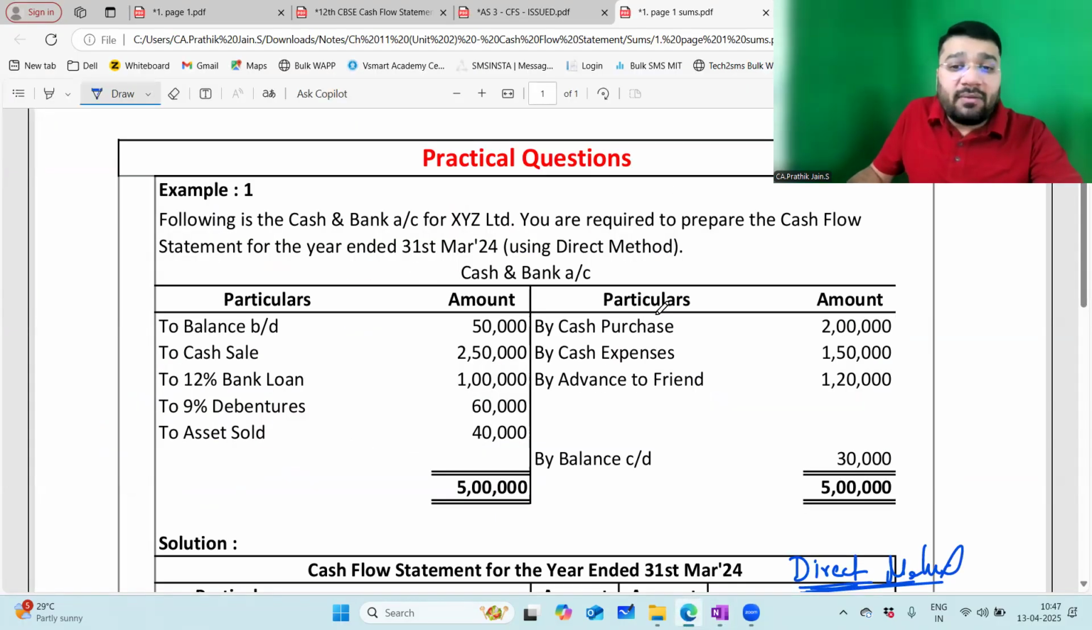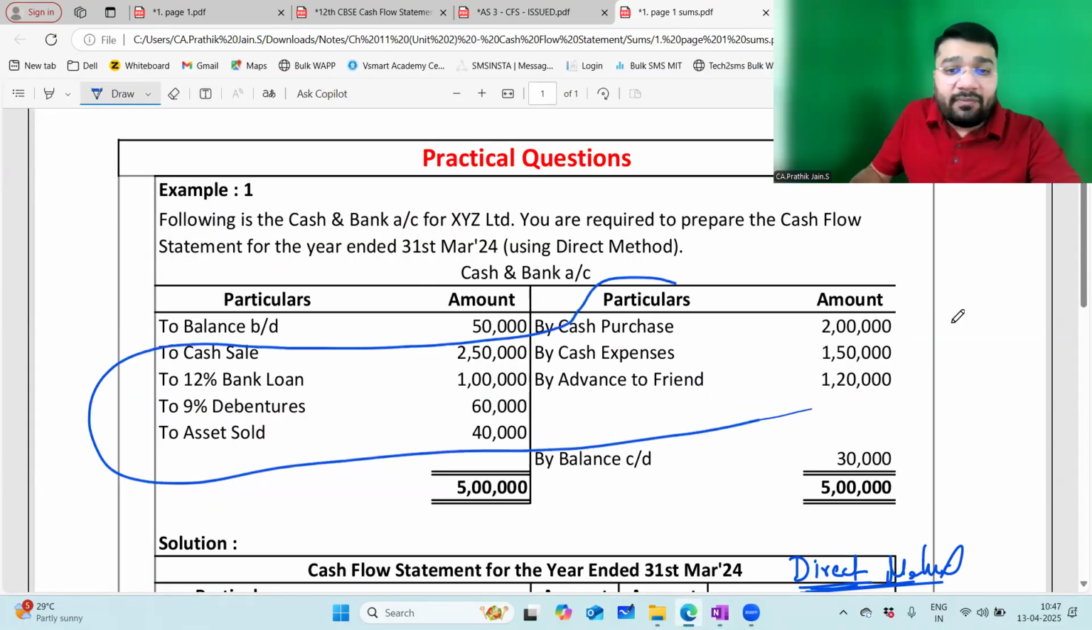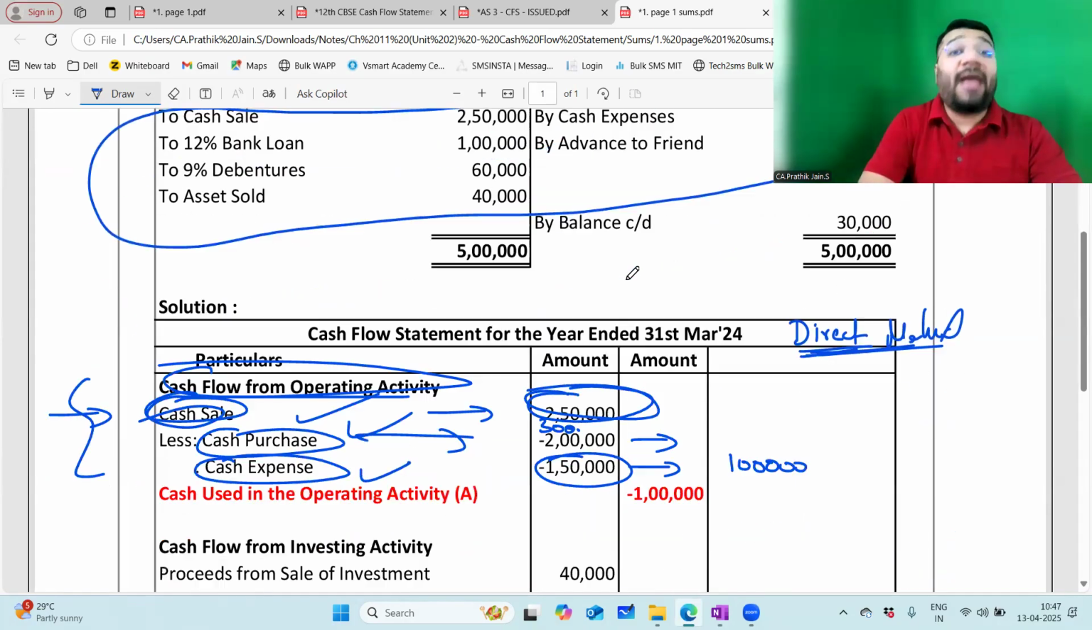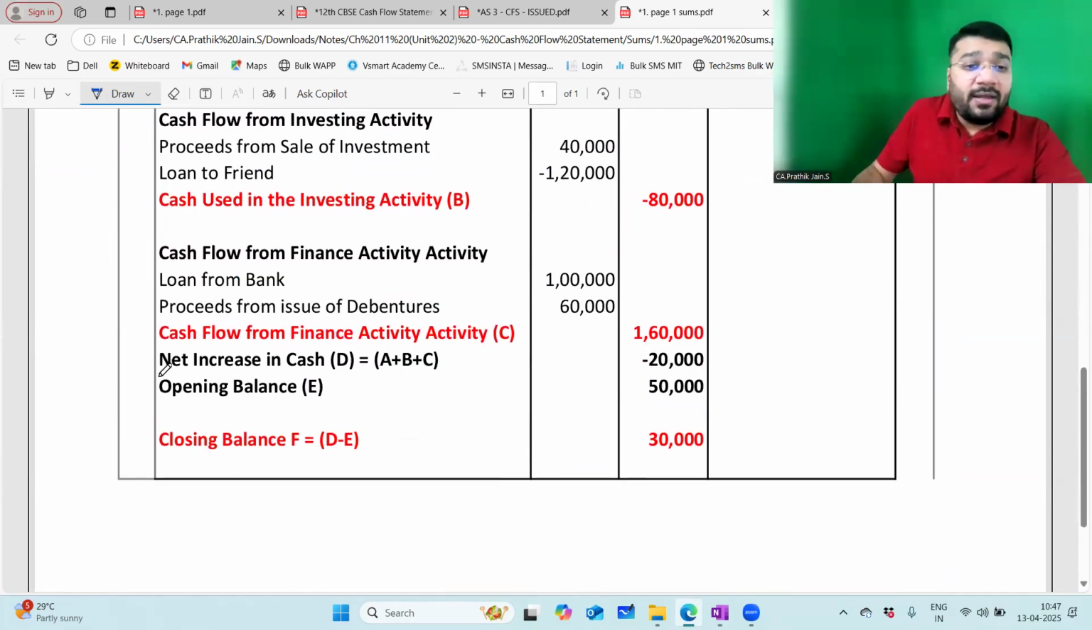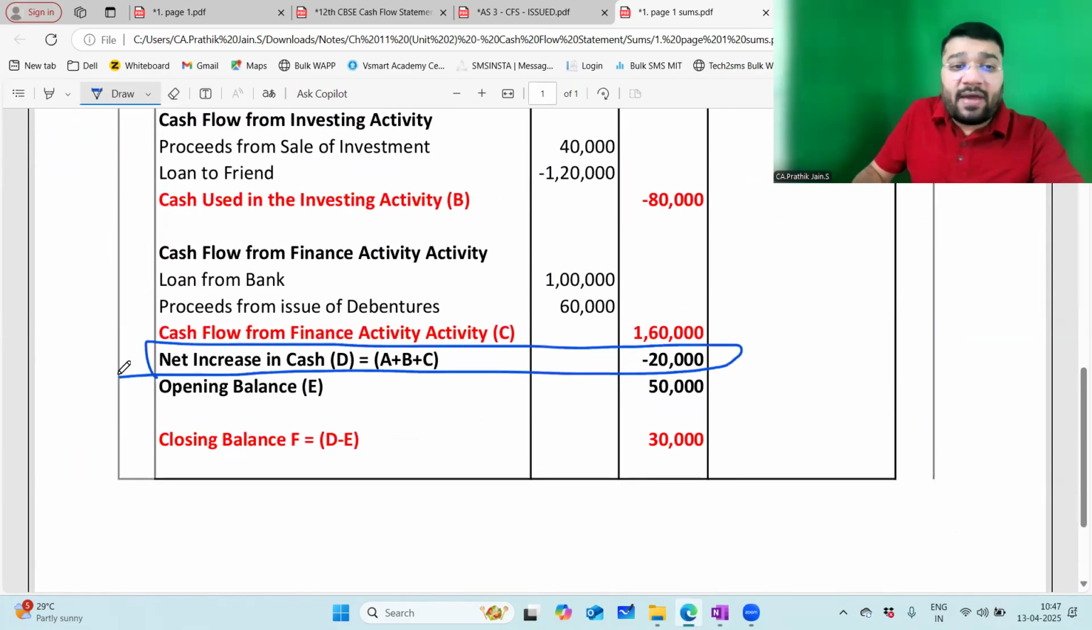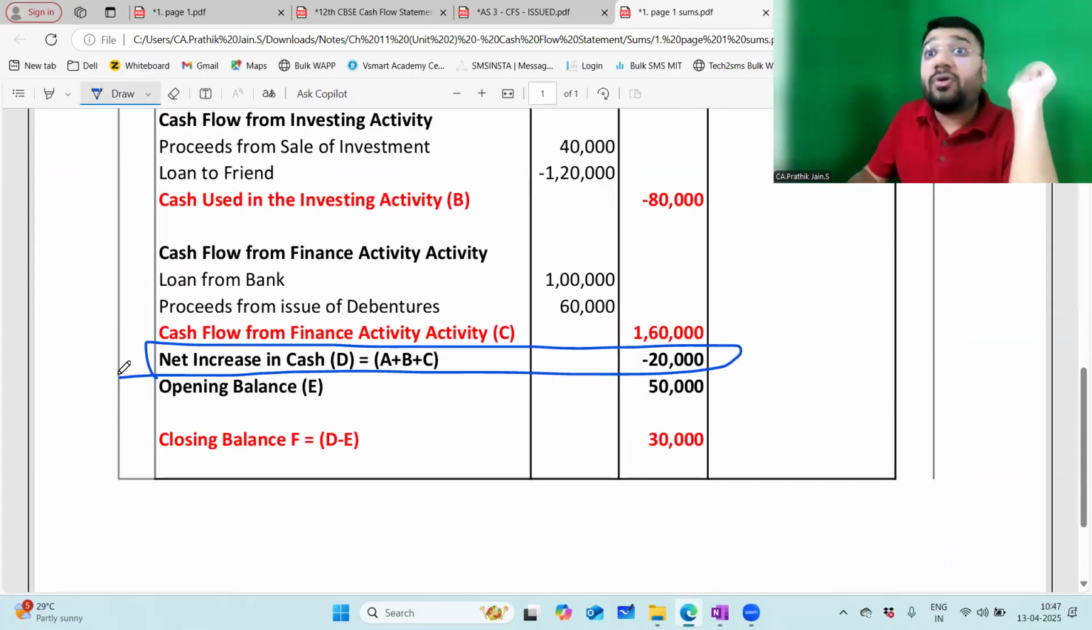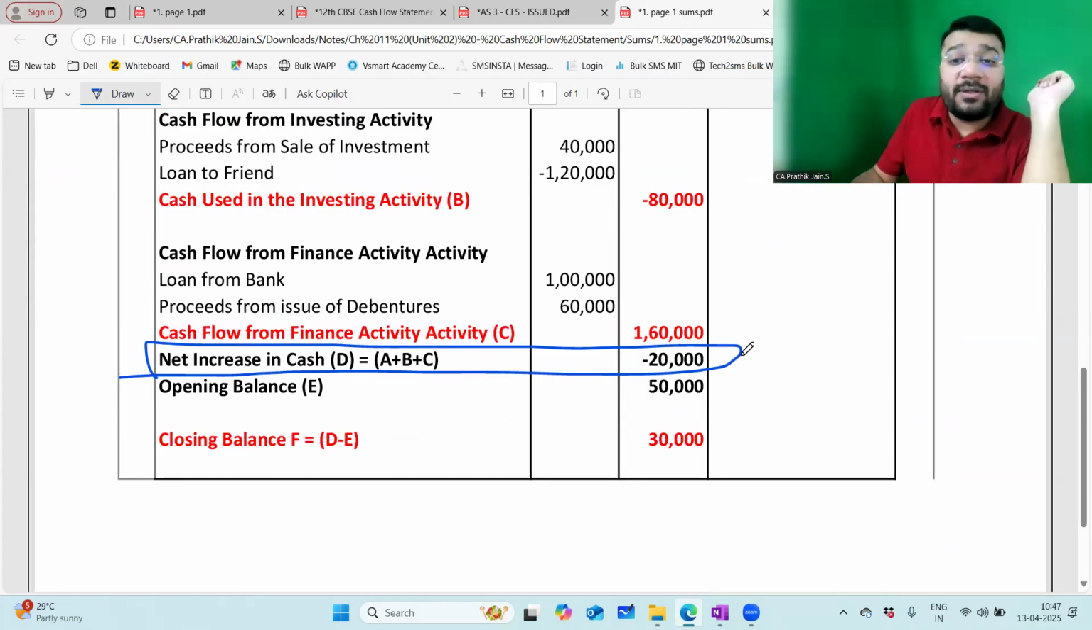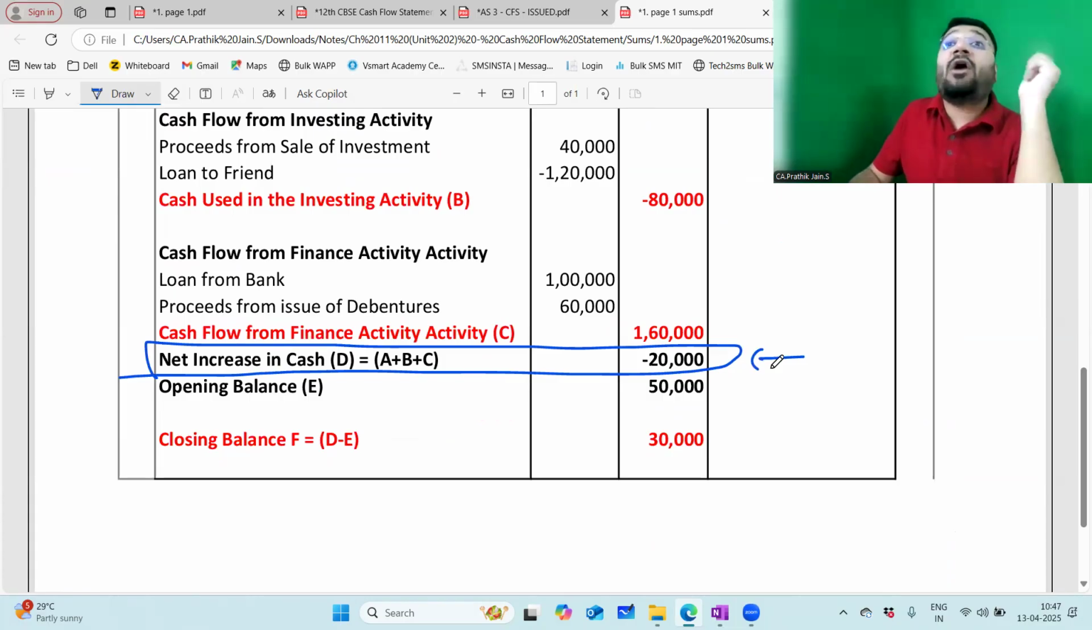And all these items we netted off. We got a negative cash flow of 20,000 rupees. If you see here, net increase and decrease. If I add and minus all the inflows and outflows, the net inflow and outflow is how much? 20,000 means net outflow is 20,000.